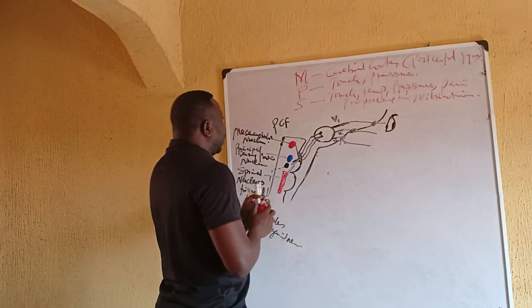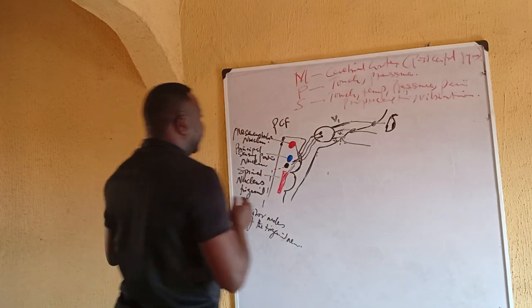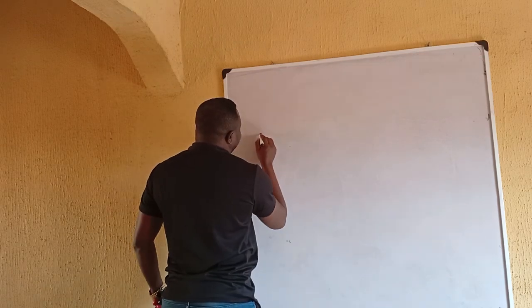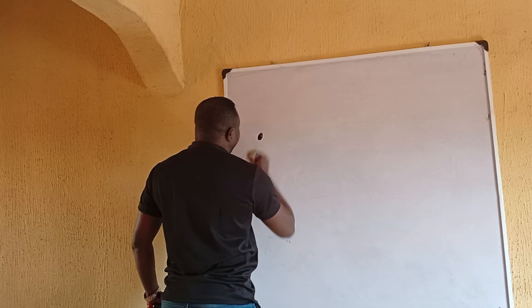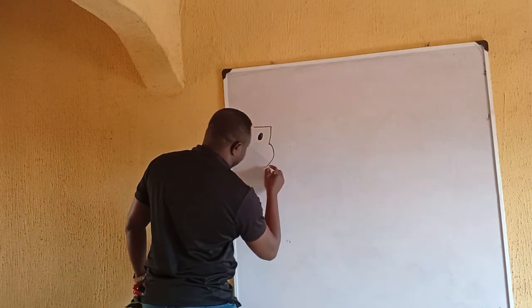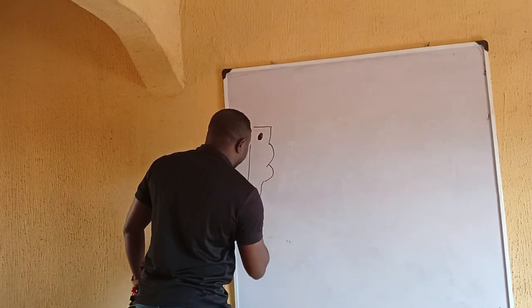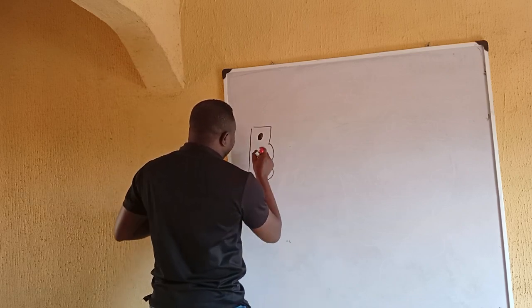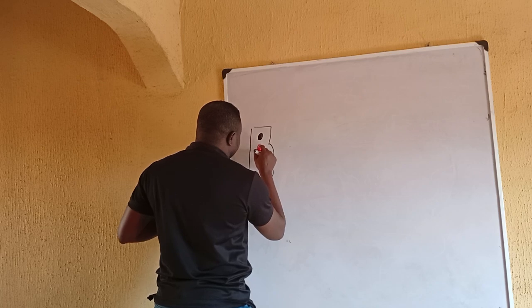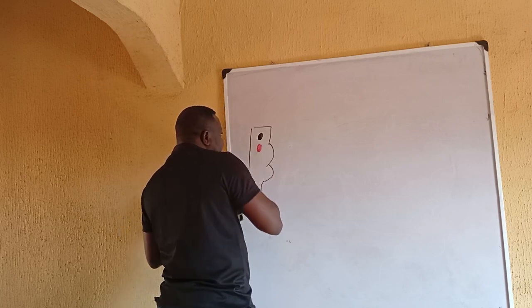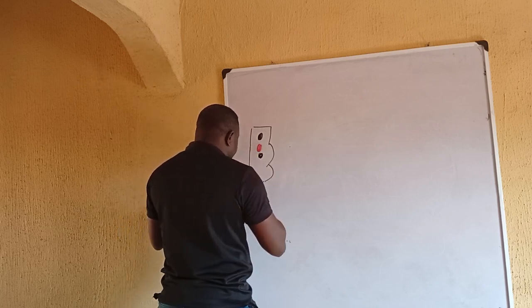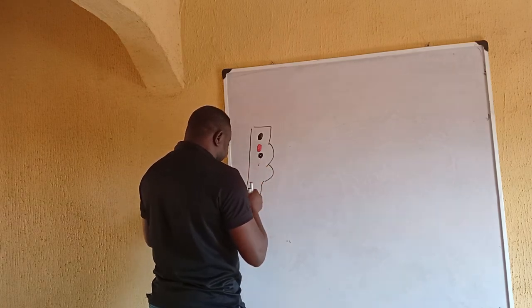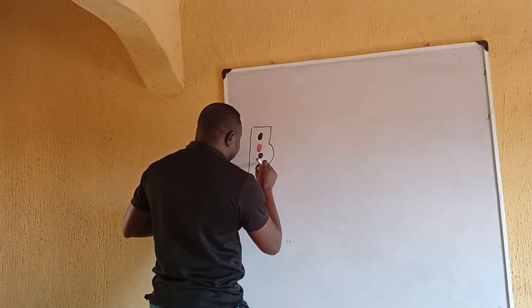Now, let us talk about the branches of the division of the trigeminal nerve. The first thing I will draw is the mesencephalic nucleus of the trigeminal nerve, and then I will also draw the principal pontine nucleus, and then the motor nucleus. Let me use another marker. I will draw the spinal nucleus of the trigeminal nerve.